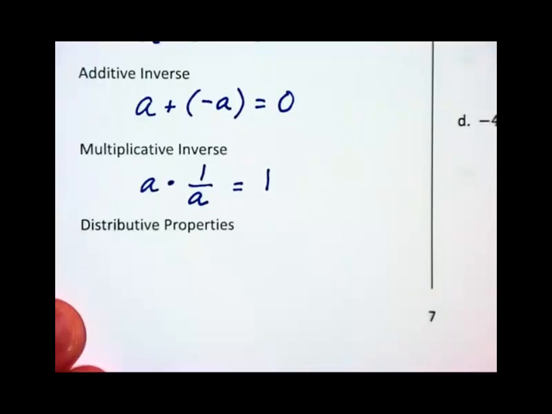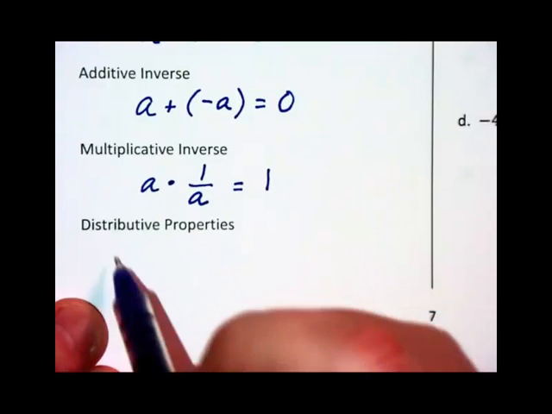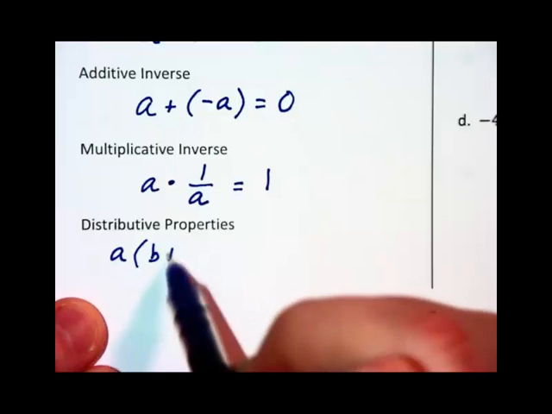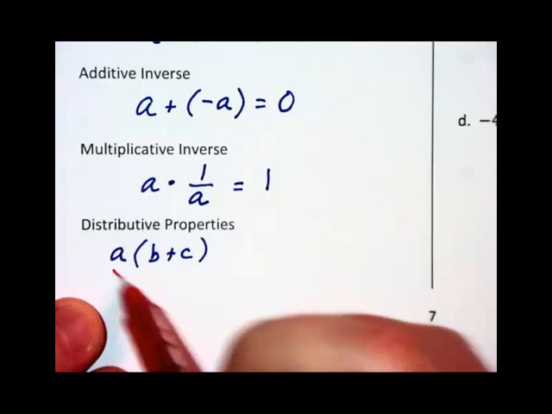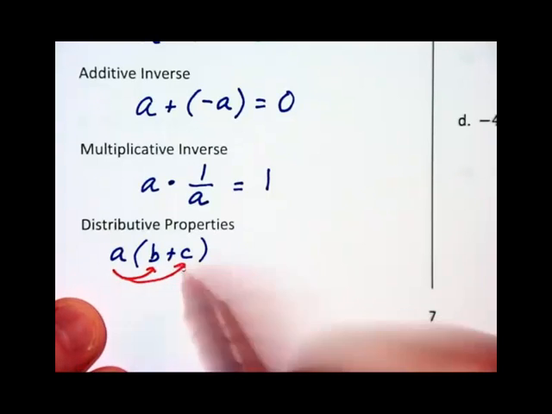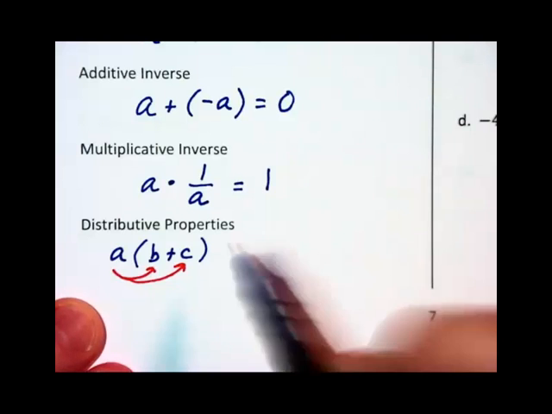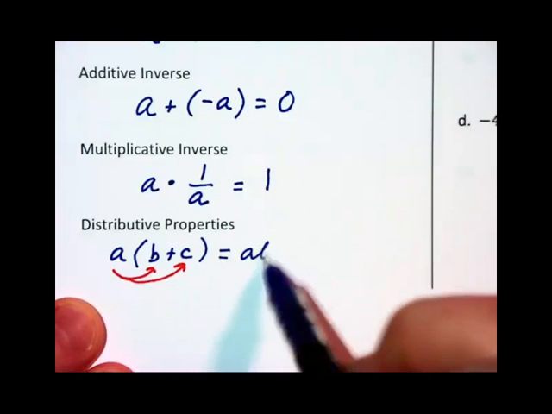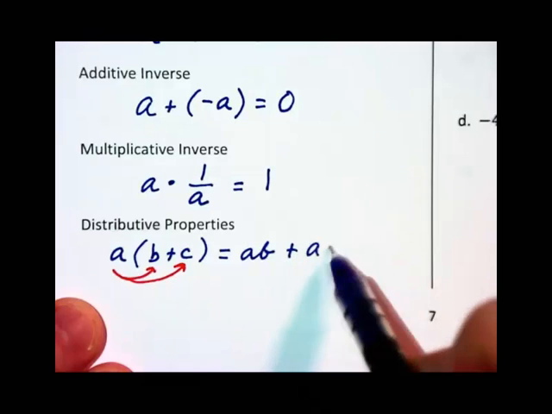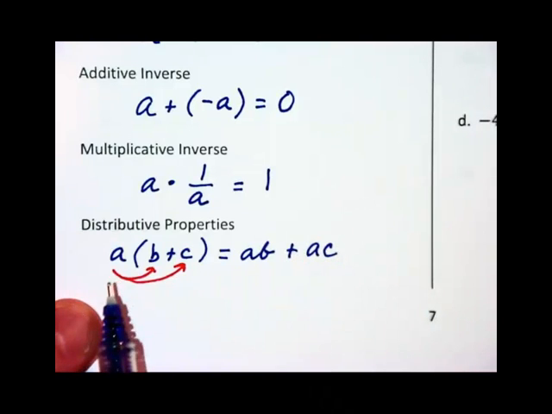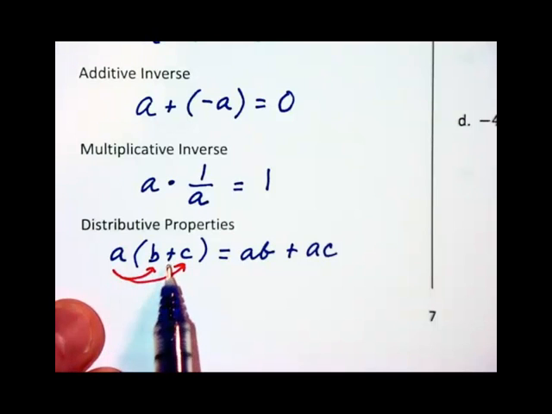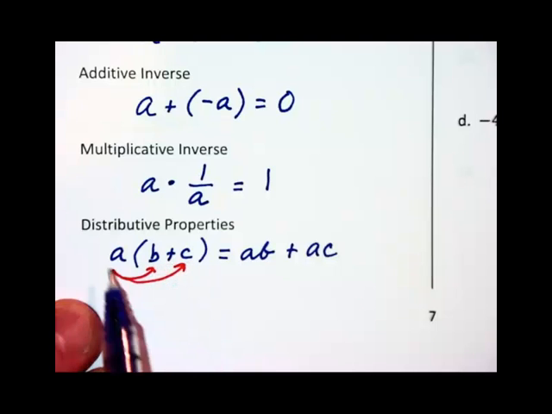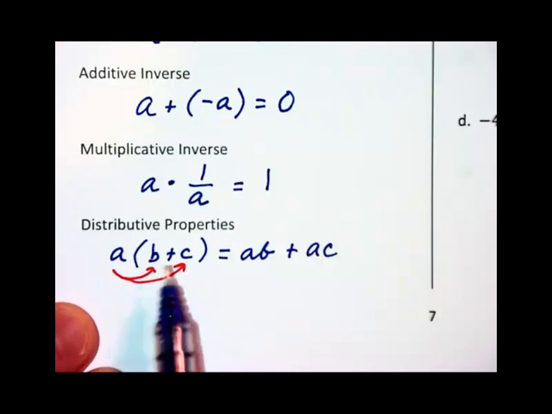The final property I want to show you is that of the distribution or distributive property. If you have a number in front of a parentheses, and within the parentheses there is an addition or subtraction problem, that number in front multiplies with both things inside the parentheses. In this case, this is equal to A times B plus A times C. Technically, this is called the distributive property of multiplication over addition. And if there was a minus sign, B minus C, it would be the distributive property of multiplication over subtraction.